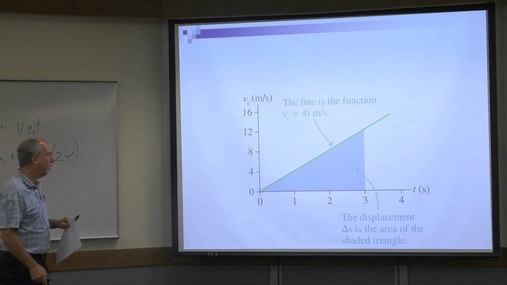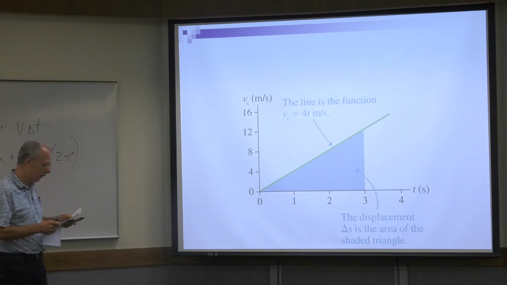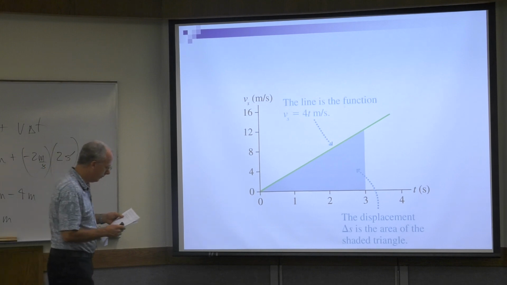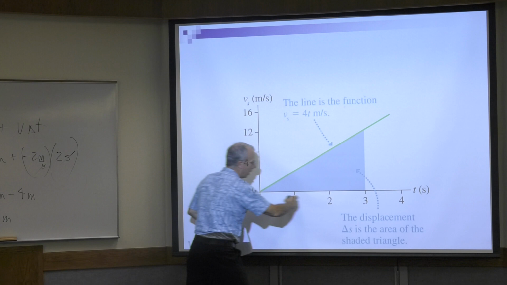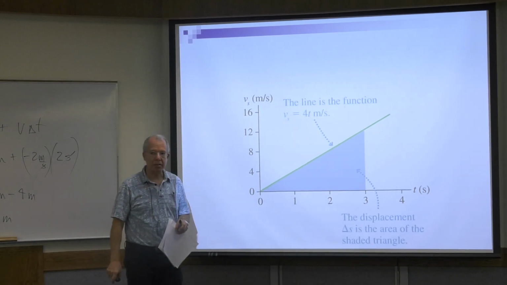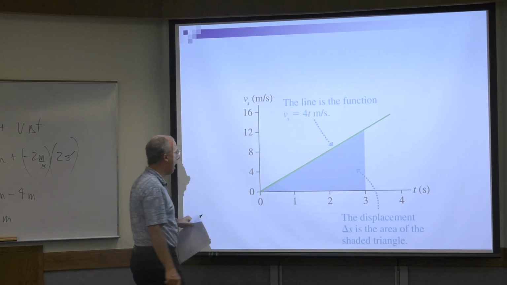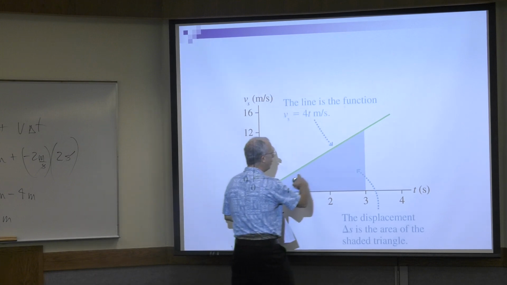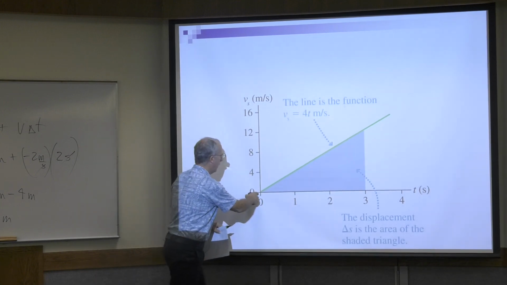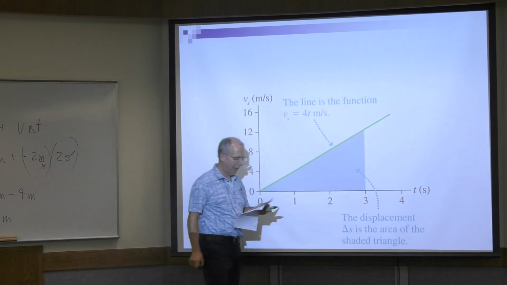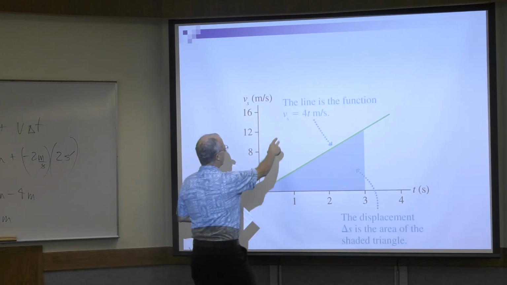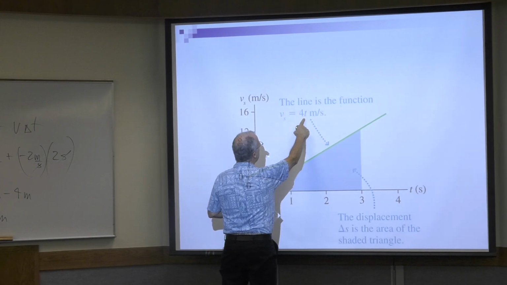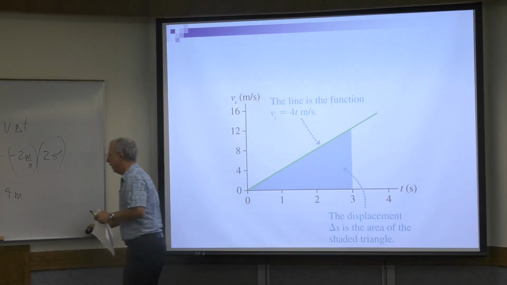All right, here is a wonderful example. This is, again, velocity versus time. Is the velocity constant? Certainly not. The velocity is increasing, right? We start at 0, and it increases. Now they tell us that the velocity is 4t in meters per second.